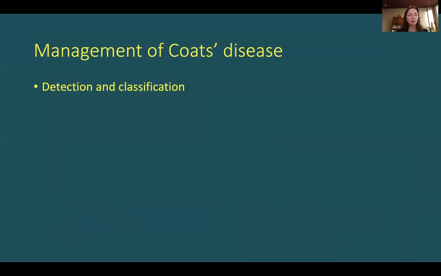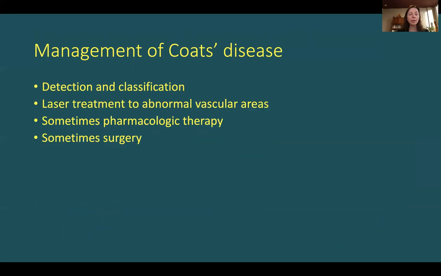What's our current management of Coats disease? Detection and classification are critical to determine the management. We use laser treatment often to treat those abnormal vascular areas I showed earlier, and sometimes pharmacologic therapy in conjunction with a laser. And then in late stages of Coats, we may consider surgery. Vision rehabilitation is important because there can be other causes for vision loss, such as the case that I showed just previously, and then eye protection to protect both the eye with Coats as well as the other eye.